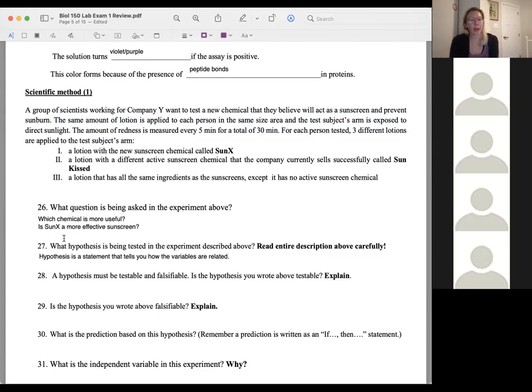We could elaborate a little more on these questions if we want to, say which chemical is more useful at preventing sunburn, something like that. Or is Sun X a more effective sunscreen? Both of these are totally fine.